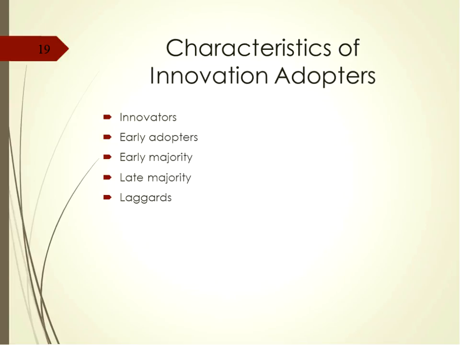This slide illustrates Rogers' characterization of innovation adopters. Innovators are active in seeking new information. They are the organization's visionaries. Early adopters are the organization's opinion leaders who learn about an innovation and apply it in their practice. They can be effective in communicating the value of an innovation.